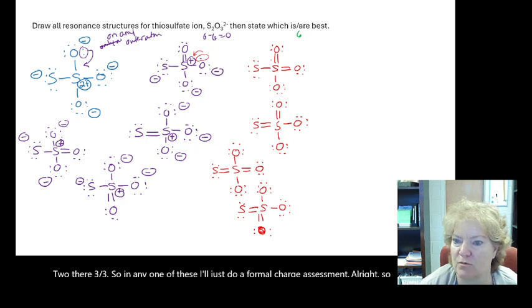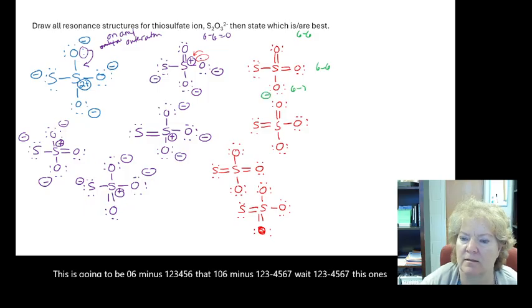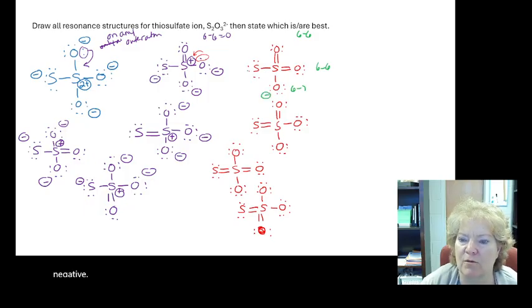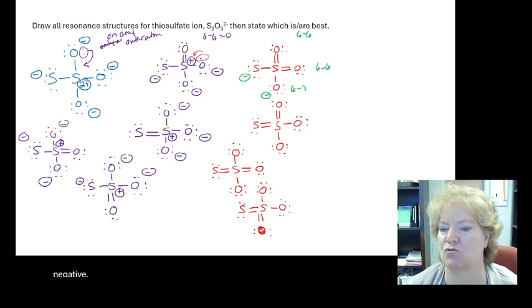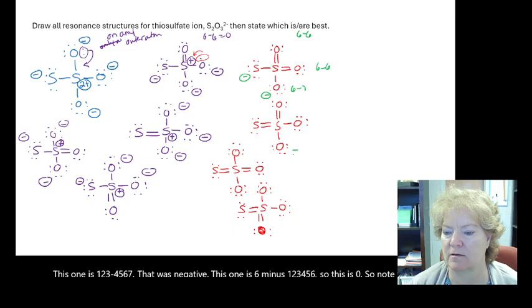So 6 minus 1, 2, 3, 4, 5, 6. This is going to be 0. 6 minus 1, 2, 3, 4, 5, 6. That one's 0. 6 minus 1, 2, 3, 4, 5, 6, 7. This one's a negative. That one's negative. This one is 6 minus 1, 2, 3, 4, 5, 6, so this is 0. Note that I got to a structure where only the ones that don't have double bonds have a negative charge.